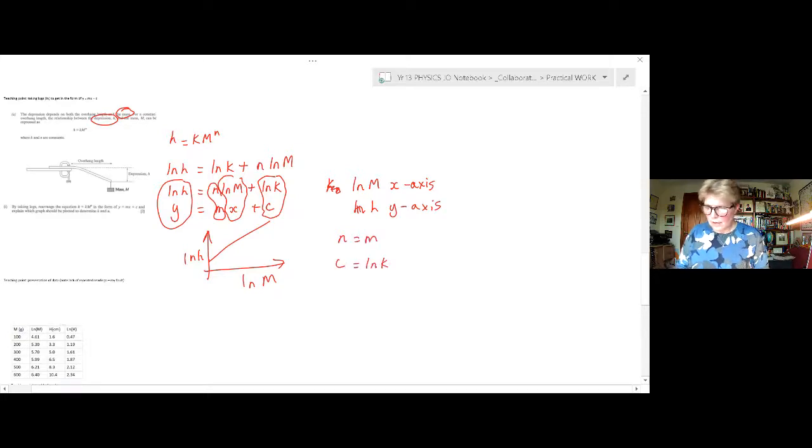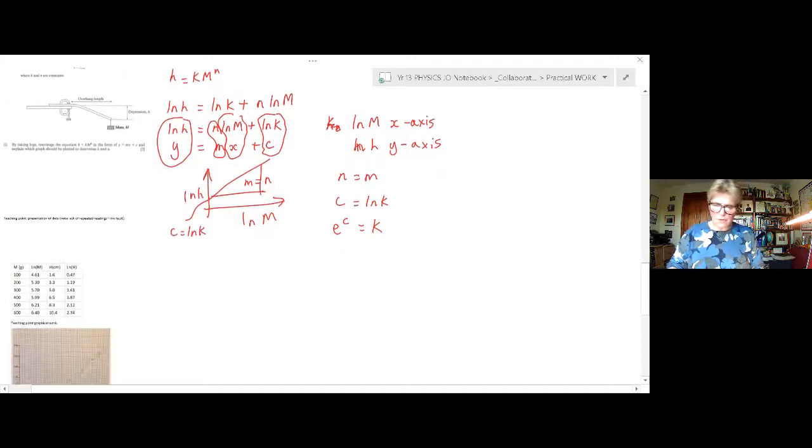But that's still not enough, because if you want to work out what k is, anti-log it, e to the c equals k, all right? So n equals gradient, and the y-intercept there, c equals log k. All right, so it's a similar sort of thing.